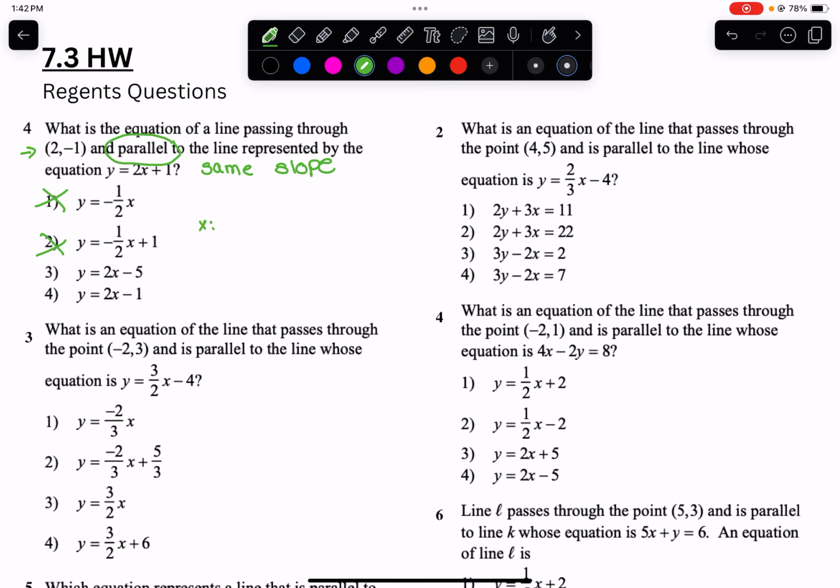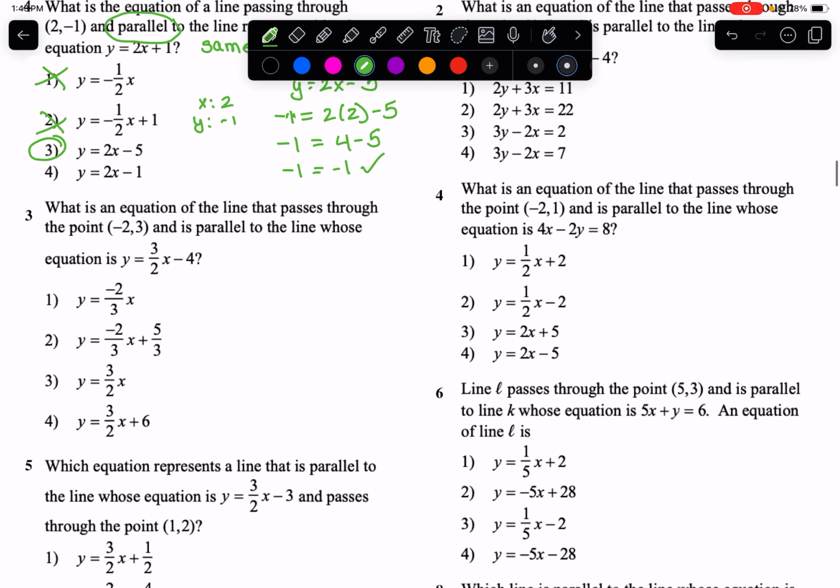So here your x value is 2, your y value is negative 1, right? So here, if I have y equals 2x minus 5, and I'm saying that my y value has to be negative 1, and your x value would have to be 2, you're getting negative 1 equals 4 minus 5. Negative 1 is equal to negative 1. So that is true. So that is going to be your answer.